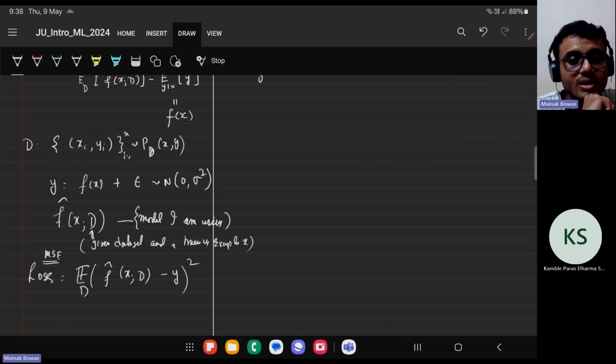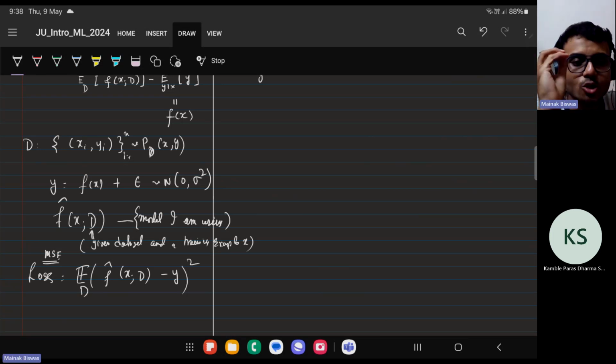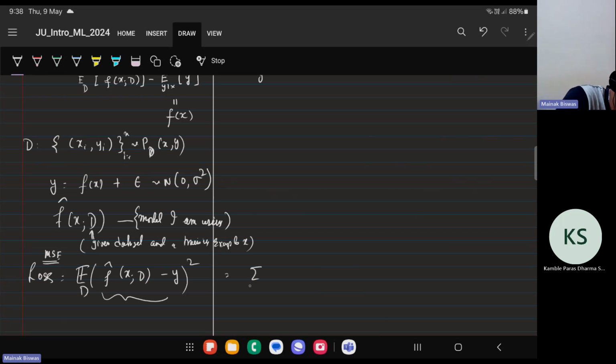This is the idea of the loss. One thing to note is that this is clearly MSE loss. It will be 1 by n, summation i equal to 1 to n, of (f(x_i) minus y_i) squared, the empirical loss over the data set that you have been sampling. This is for one x. We'll see why for one x.